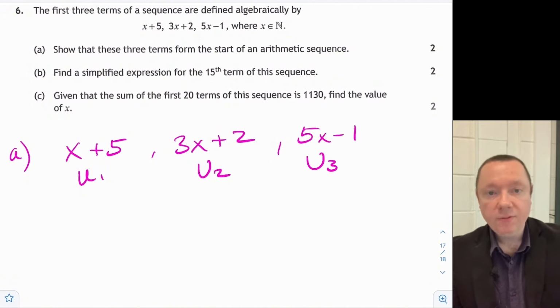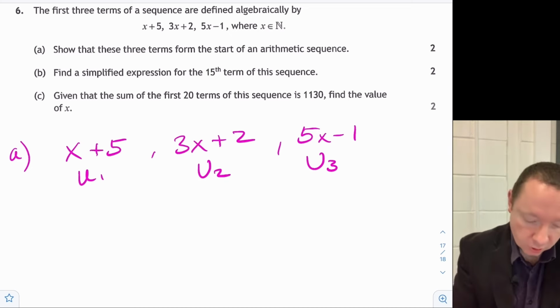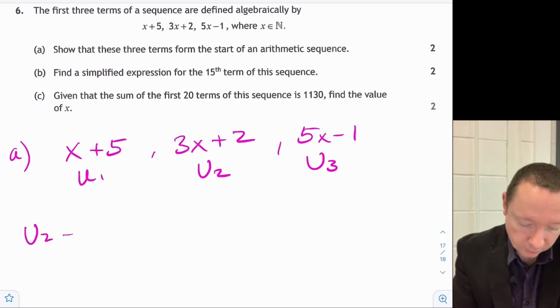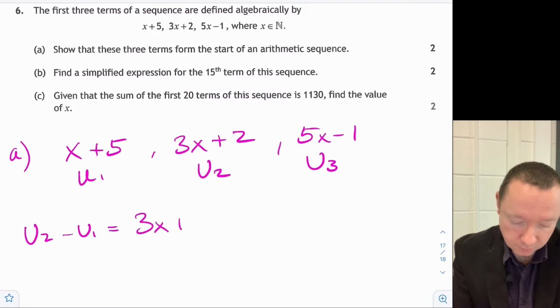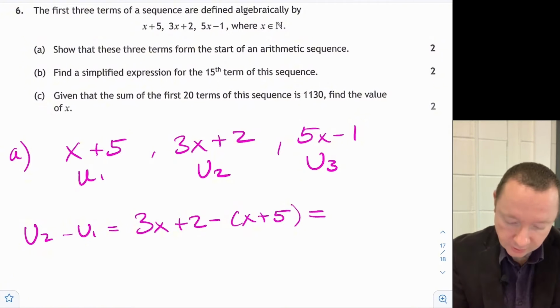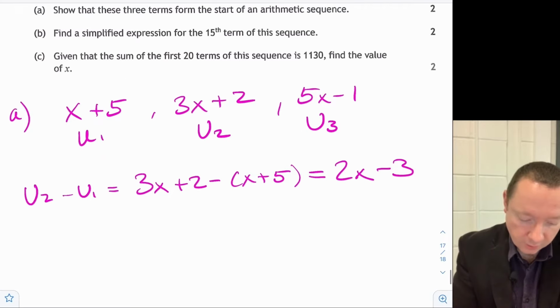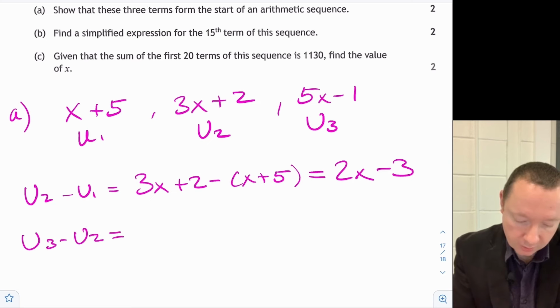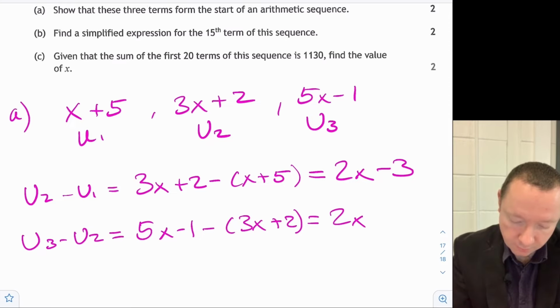Let's check the common difference between each of the terms. So let's do the first two, u2 take away u1. That is 3x plus 2 minus x plus 5. That equals 3x minus x is 2x, 2 take away 5 is minus 3. And then let's check the common difference between the next two terms, u3 minus u2. That gives us 5x minus 1, take away 3x plus 2. That is 2x minus 3.